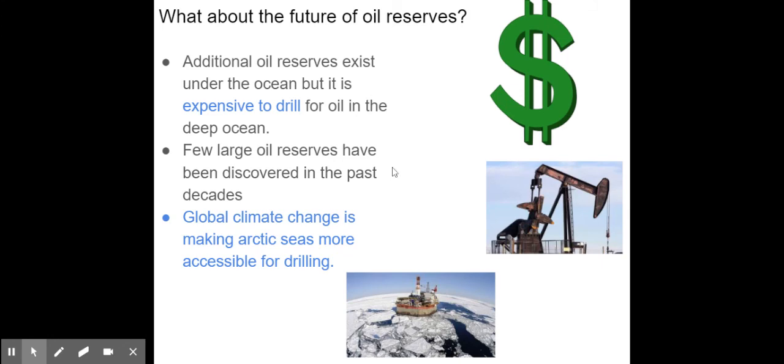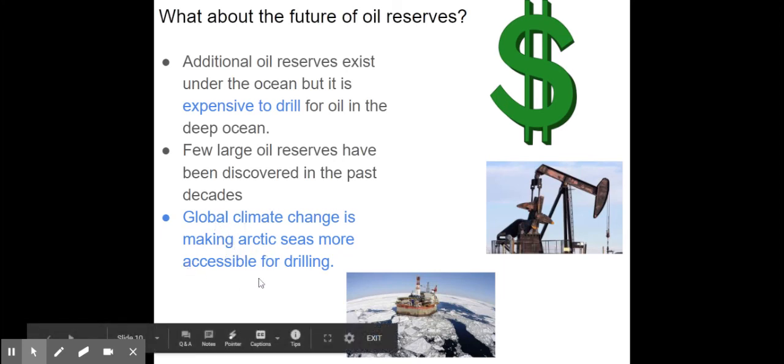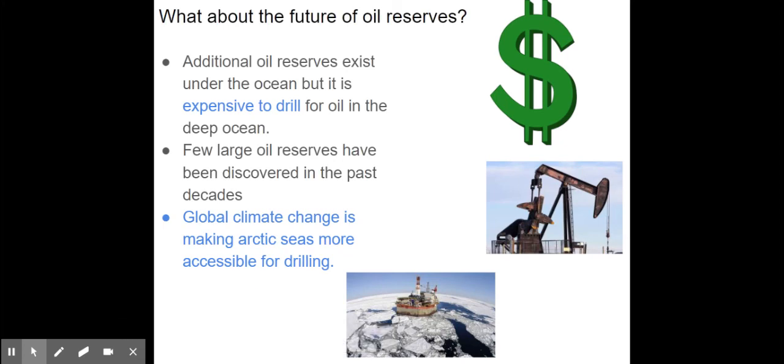What about the future of oil reserves? Additional oil reserves exist under the ocean, but it is expensive to drill for oil in the deep ocean. Few large oil reserves have been discovered in the past decades. Global climate change is making Arctic seas more accessible to drilling. But unfortunately, when we're drilling in the oceans, there are oil spills in the ocean as well, and this causes a lot of marine organisms to die.